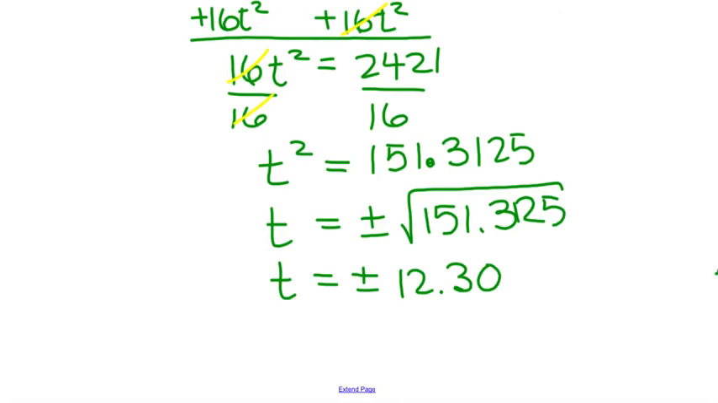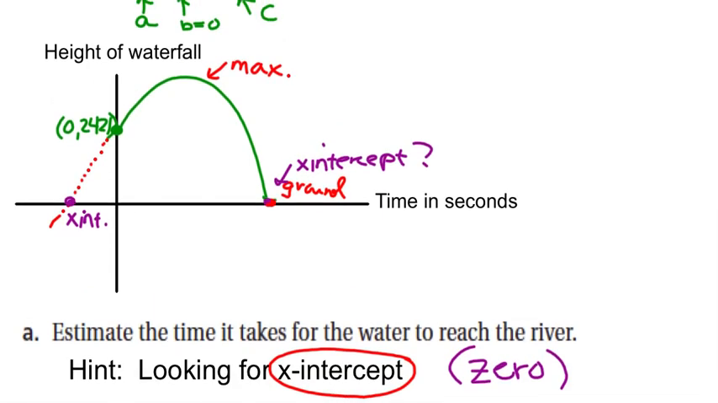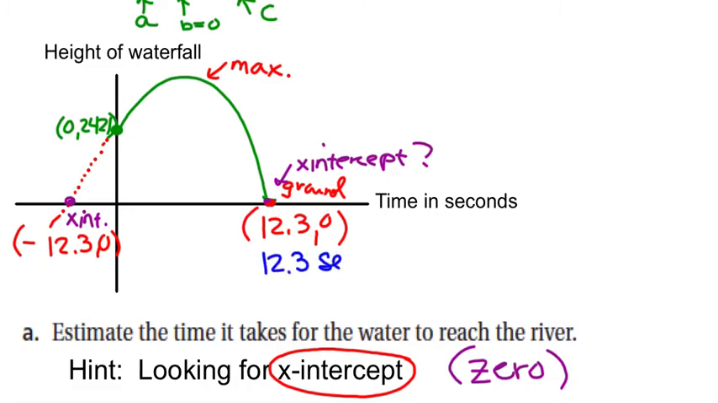If we go back up to our graph, we have two x-intercepts, negative 12.3, comma 0, and positive 12.3, comma 0. This represents approximately 12.3 seconds for the water to continue this path and then touch the ground.